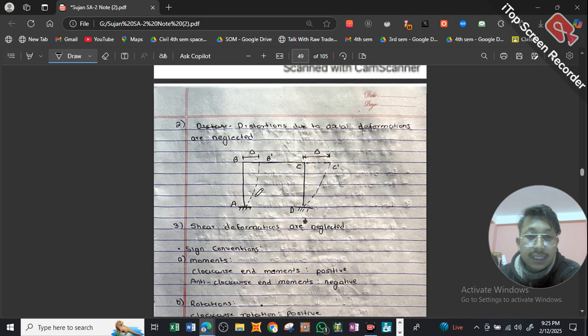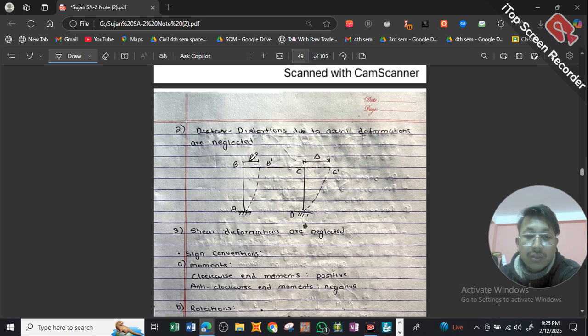Our second basic assumption is that distortions due to axial deformations are neglected. Let's say some kind of axial forces or some reactions cause axial deformations, which might form in this way. But this type of axial deformation is neglected. Shear deformations are also neglected. These are just basic assumptions, so we don't need to focus much more on them.